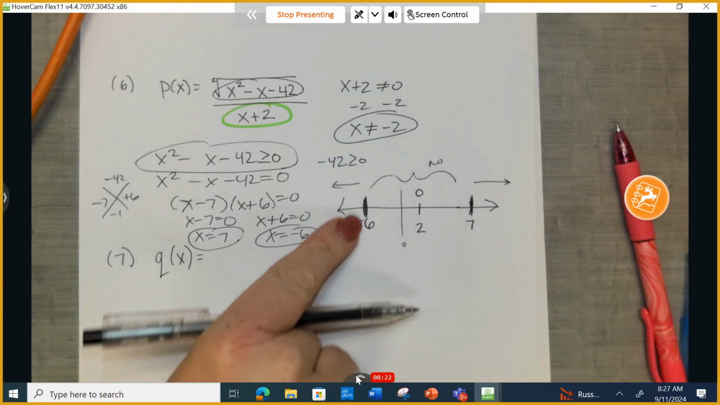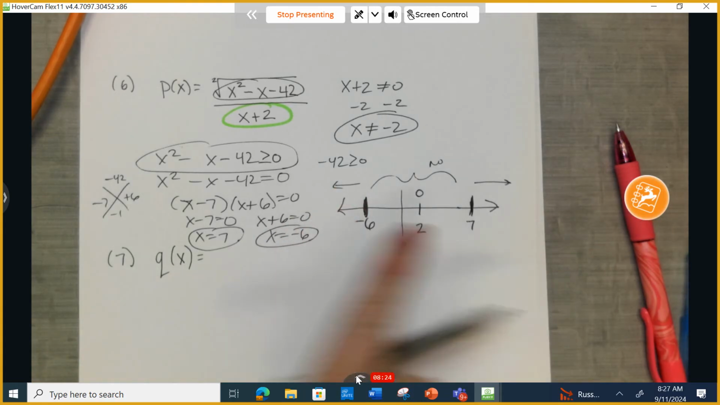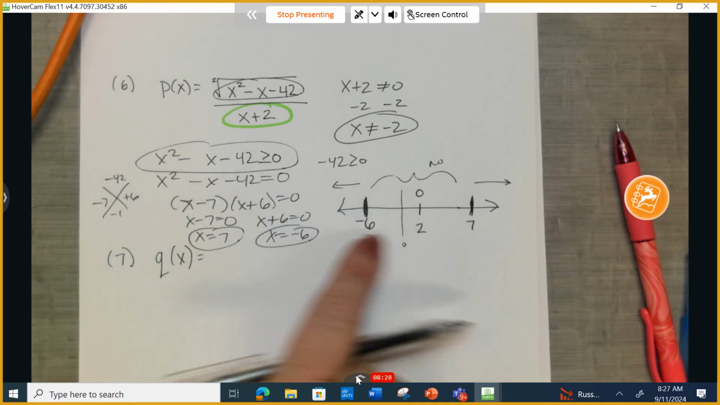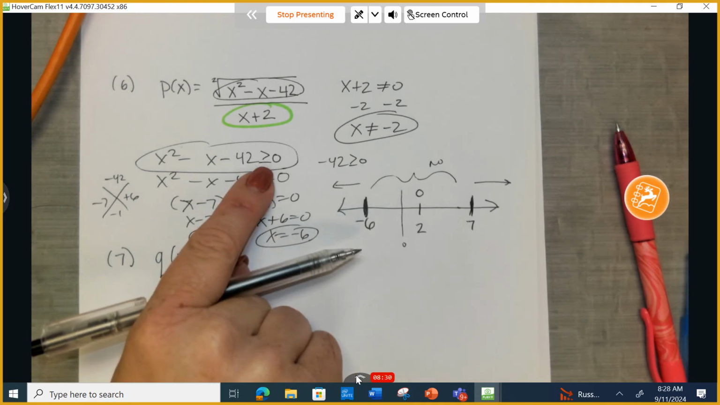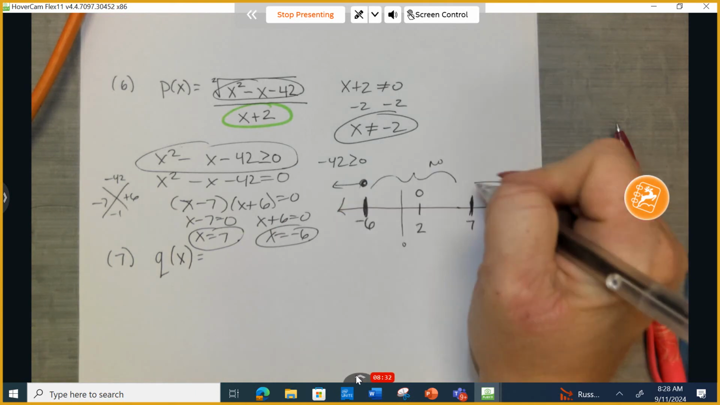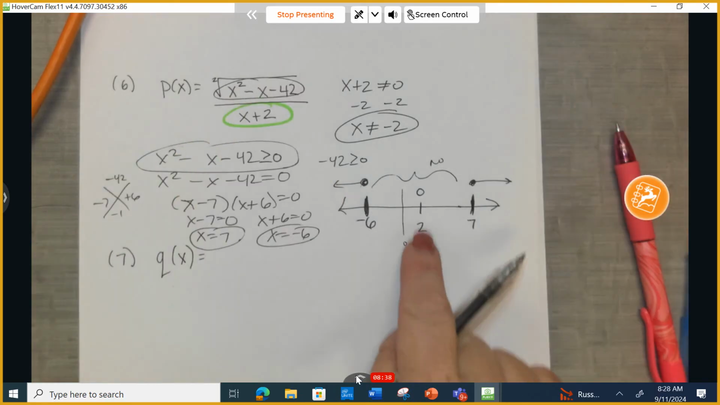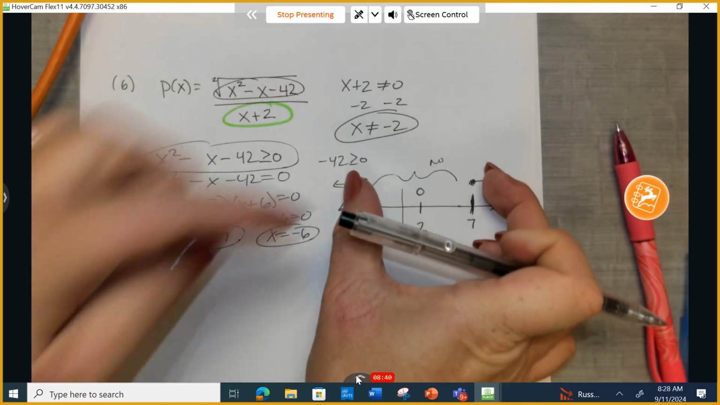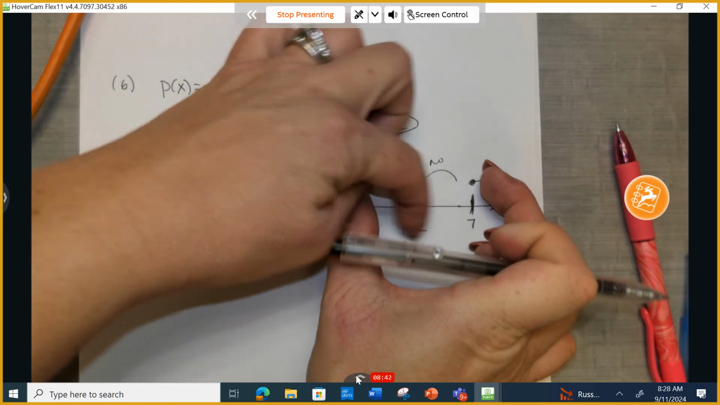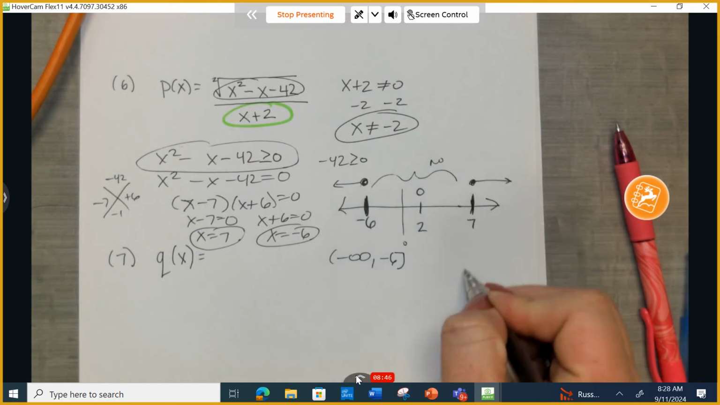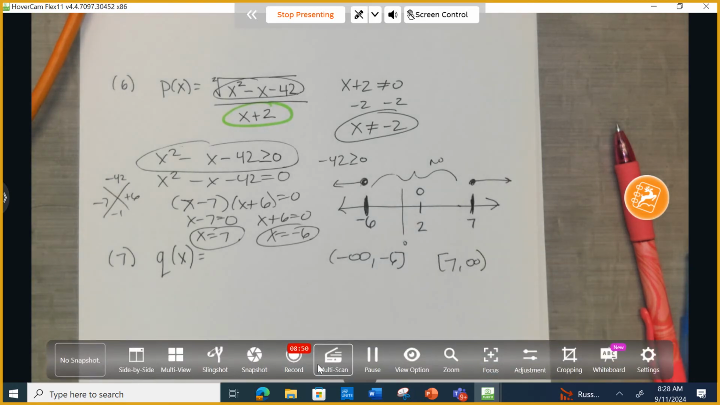Now we still need to decide at negative 6 and 7, is it a closed dot or open circle? Please talk to your group. Is it a closed dot or open circle based on this? It is a closed dot. So I don't need to actually go ahead and identify that 2 cannot be selected, because we can see in both situations this area cannot be selected as part of the domain. The domain is negative infinity up to negative 6, and from positive 7 all the way to infinity.